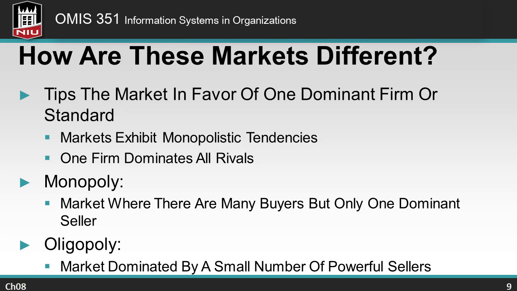These markets exhibit monopolistic tendencies where one firm dominates all rivals. A monopoly, by definition, is a market where there are many buyers but only one dominant seller. Similarly, an oligopoly is like a monopoly, but is dominated by a small number of powerful sellers. If you look at the companies that dominate their markets, would you consider Facebook or Amazon to be monopolies?